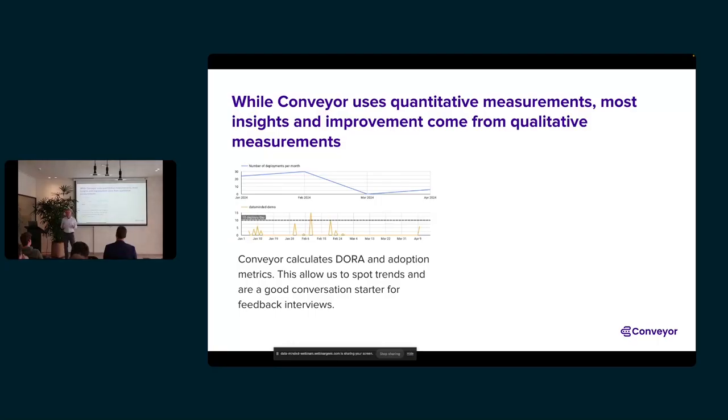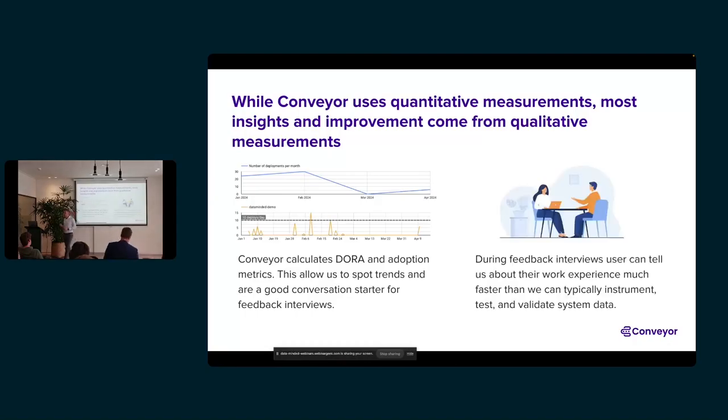It's not the thing that actually drives us to action. It's often a good conversation starter to go to a customer and say, hey, we see this team is not doing that. There might be a very good reason for it. It's not the thing that's leading. If I think about what's leading us to improve productivity, it's not the quantitative measurements, it's the qualitative measurements. It's actually talking to people, listening to what people need.